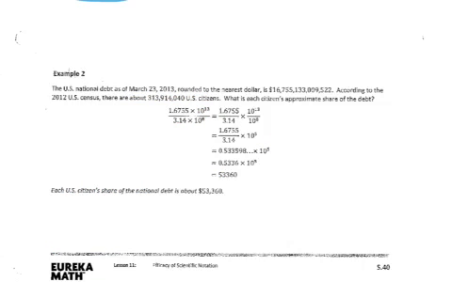In example 2, they're basically doing all of the work for you. It says what is each citizen's approximation share of the debt? Well, in your numerator, it's giving you the total U.S. debt.